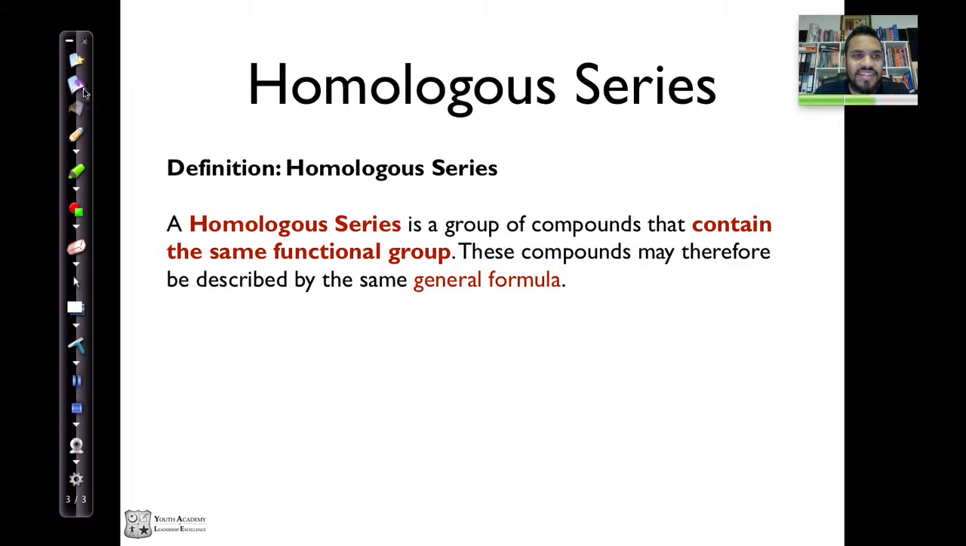Right, so on the next page, let's talk about a homologous series. The definition of a homologous series is the group of compounds that contain the same functional group, and therefore they may be represented by the same general formula. So let's take a look at a few different homologous series and their different functional groups.